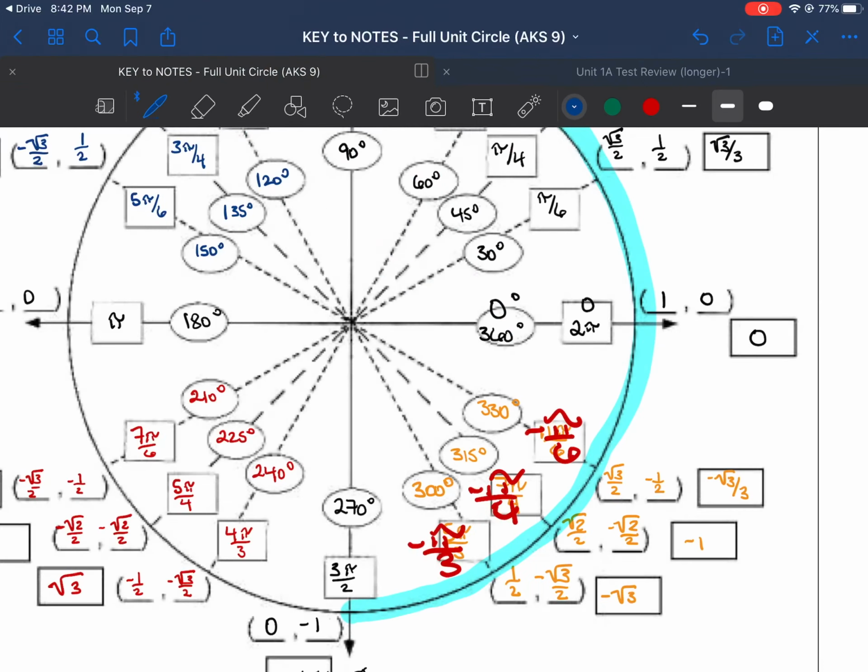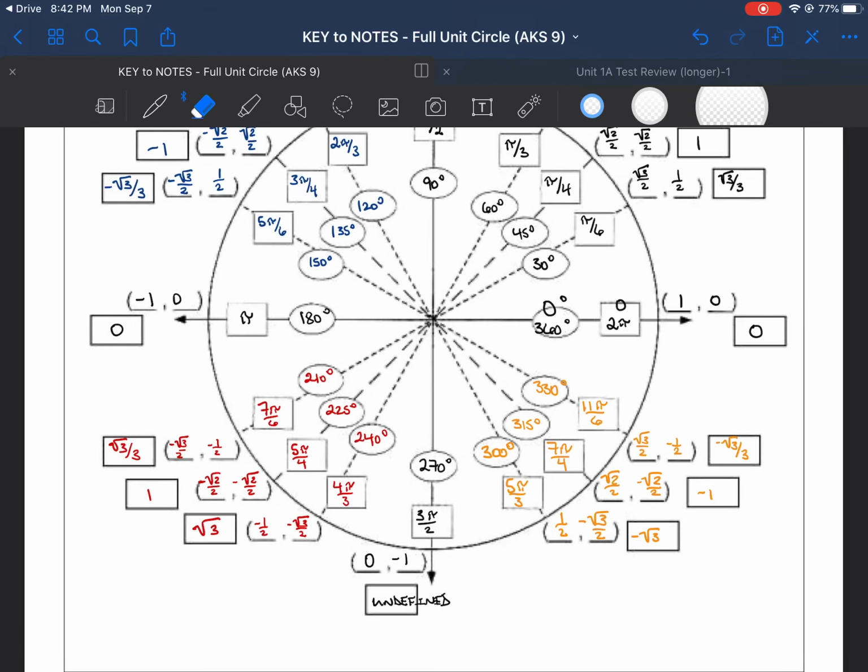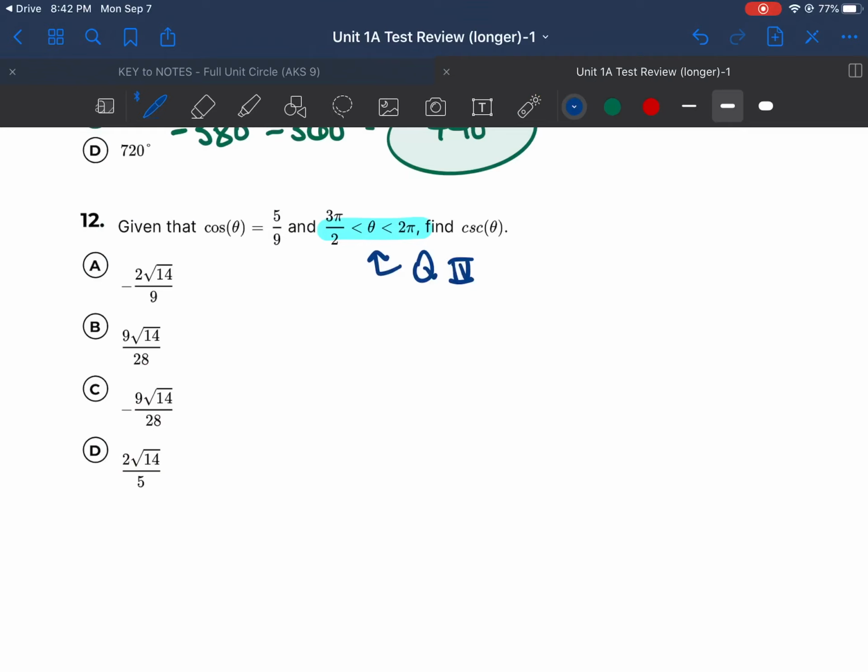The reason I know that is if we hop over to our unit circle, I'm going to erase this real quick. Notice that 3 pi over 2 is right here, 2 pi is right here, so everything trapped in the middle is quadrant 4. So we're in quadrant 4, and we know that the cosine of theta is 5 over 9, which is the adjacent leg divided by the hypotenuse.